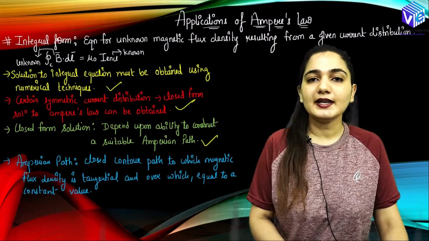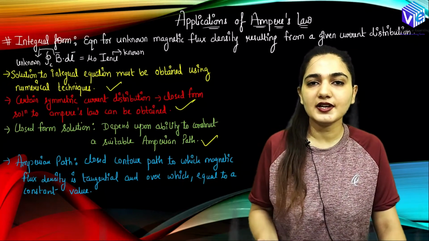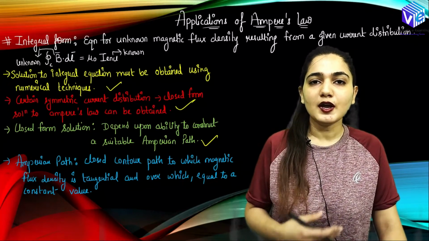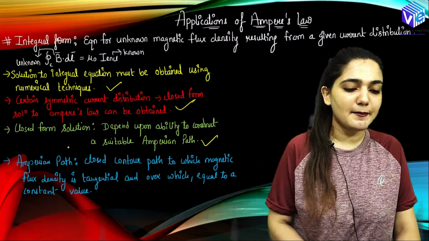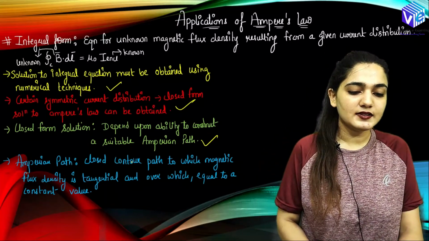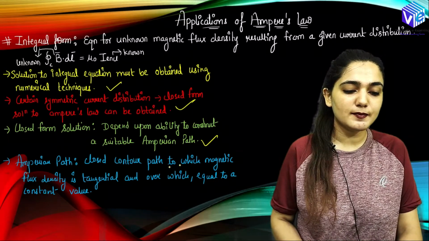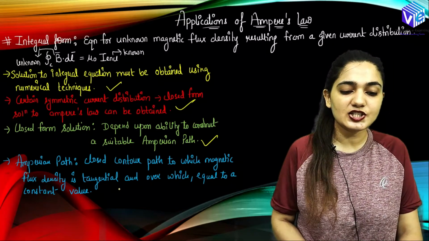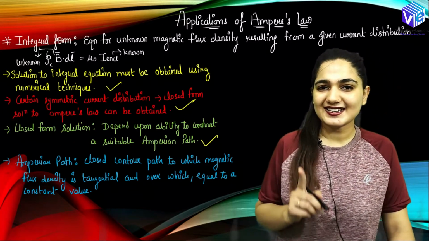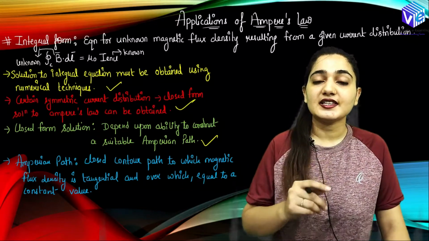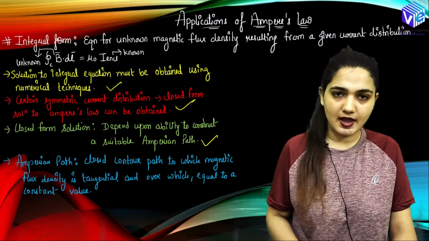What is the Amperian path? Like the way we had the Gaussian surface in Gauss's law, here we have the Amperian path. So the Amperian path is the closed contour path to which the magnetic flux density is tangential, right? So the only condition is that the magnetic flux density will be tangential to this Amperian path.